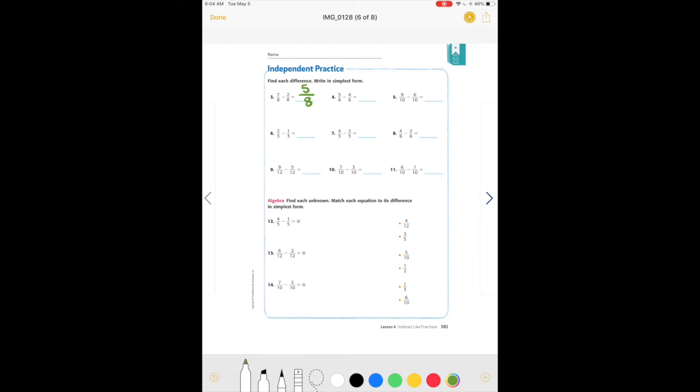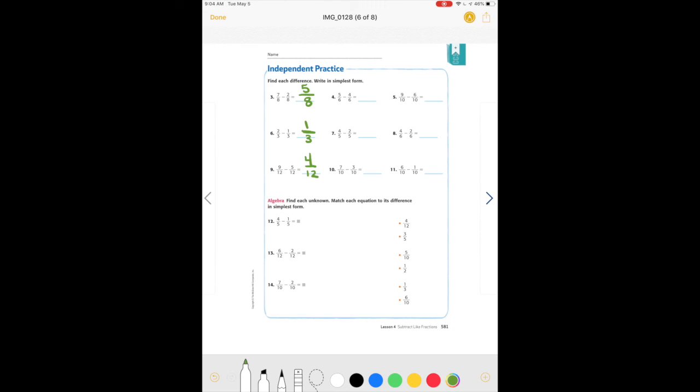2/3 minus 1/3 for number 6. We keep our denominator and subtract our numerator. 2 minus 1 is 1. Number 9, keep our denominator and subtract our numerator. 9 minus 5 is 4.